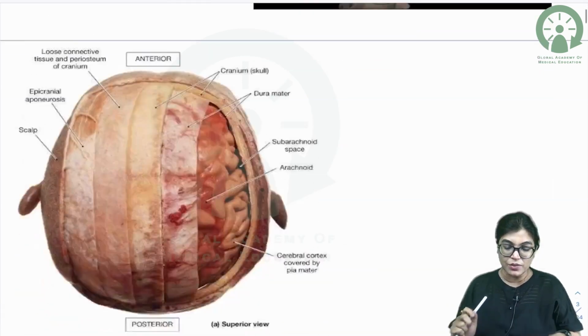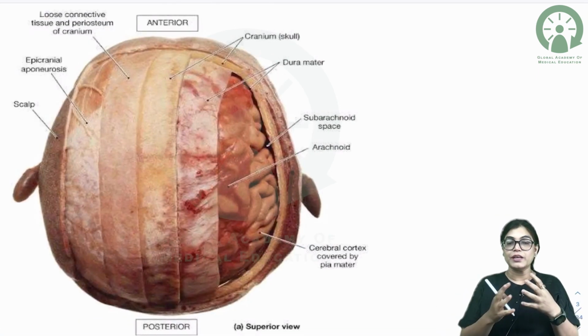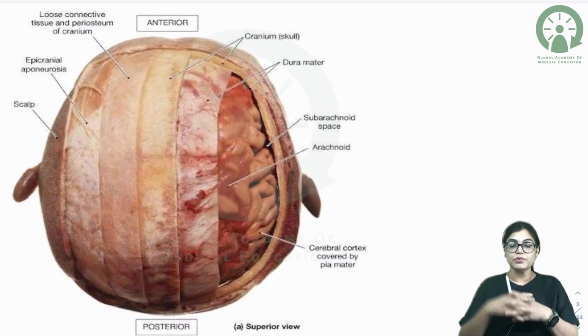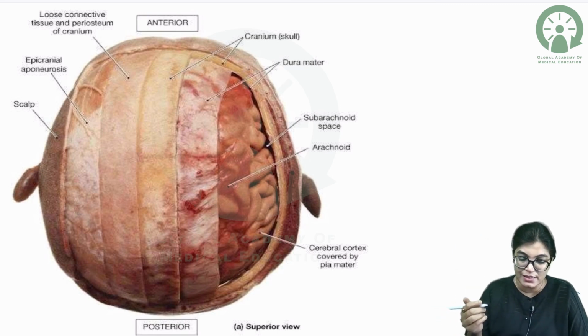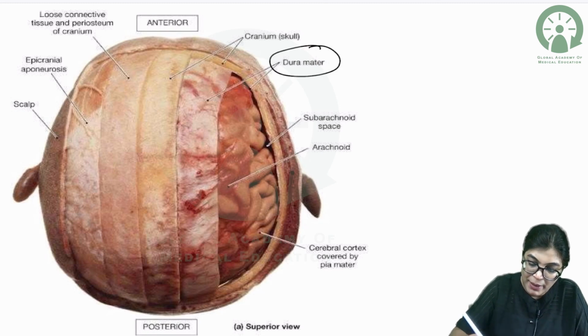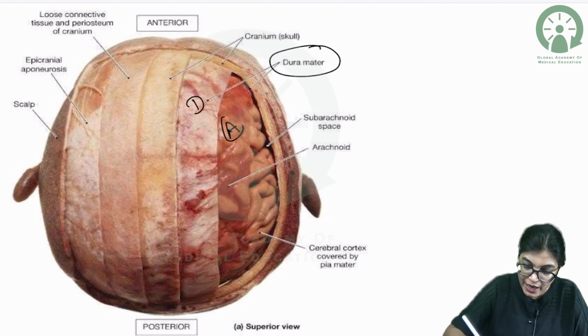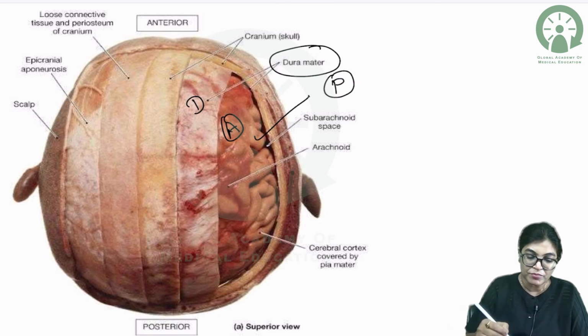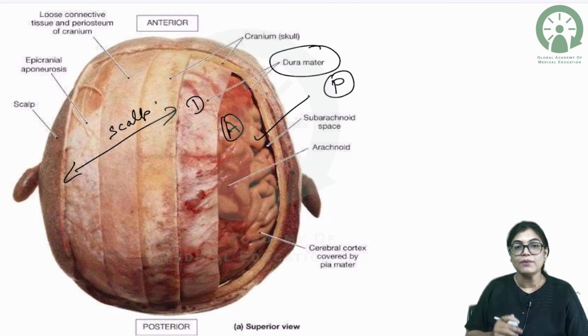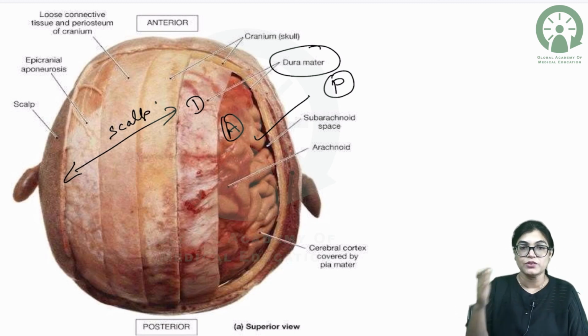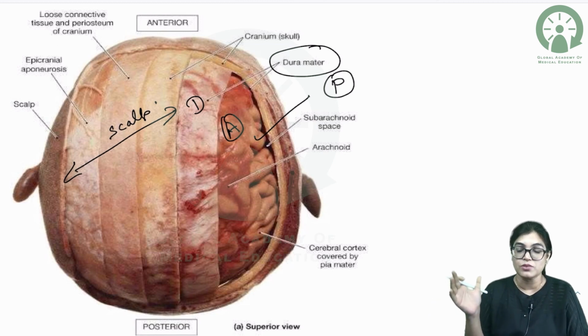So, the meninges of the brain. There are three meninges from outside to inside: the dura, arachnoid and pia. In this diagram, you can see the most outer layer is the dura mater, D for dura. Then A for arachnoid, and P for pia mater. And these are shown along with the layers of the scalp. The dura mater is mesodermal in origin. The arachnoid and pia are ectodermal in origin, and the arachnoid and pia together are called leptomeninges.